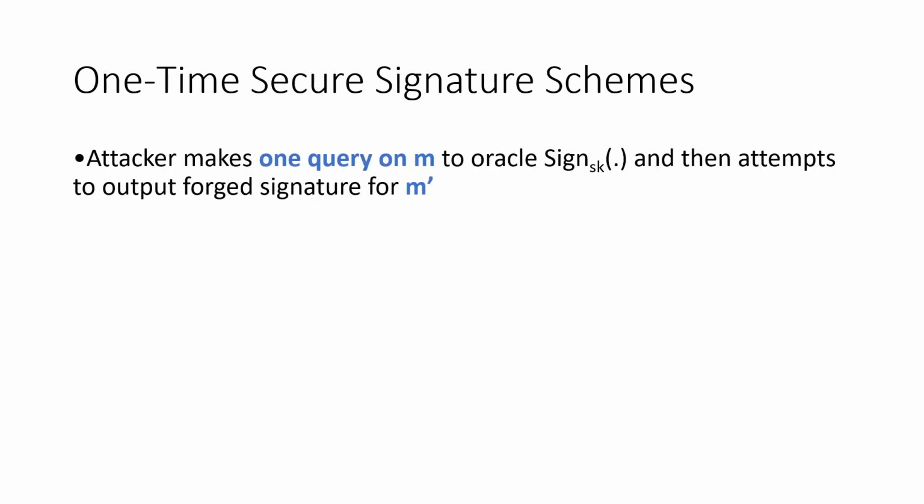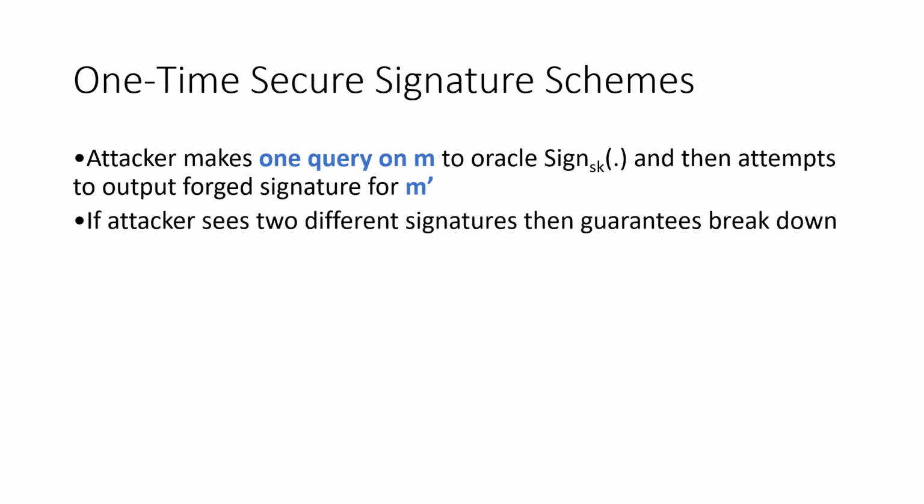The difference between signature schemes, as we've talked about today, and what we'll talk about next time is Lamport signatures are only one time, which means that the attacker or adversary can only make one query on a single message, and then with only one signature has to output a forged signature for another message. Because one-time secure signature schemes are set up in such a way that if an attacker sees two different signatures, then the scheme is easy to break.